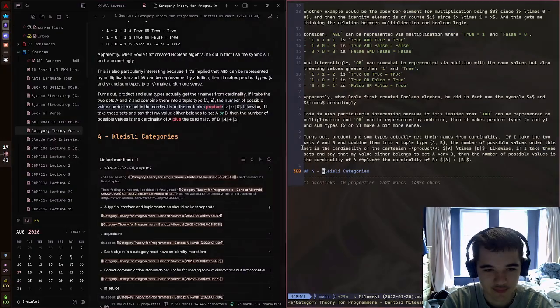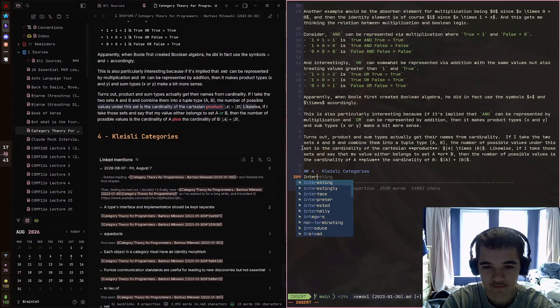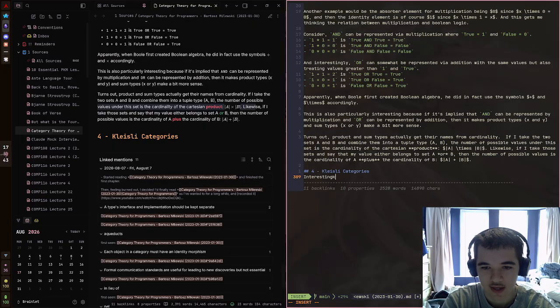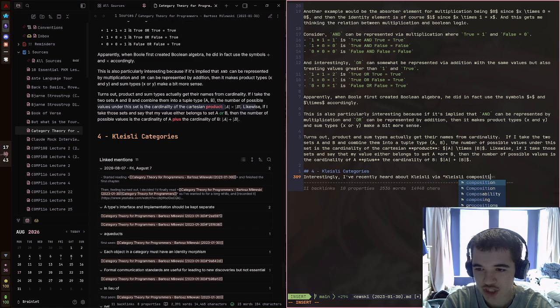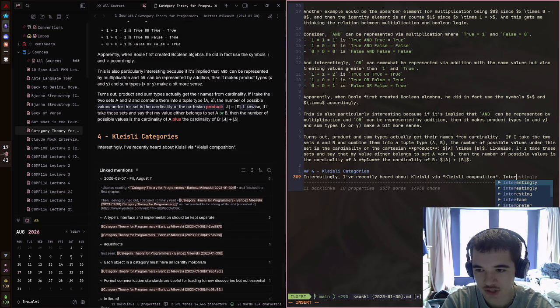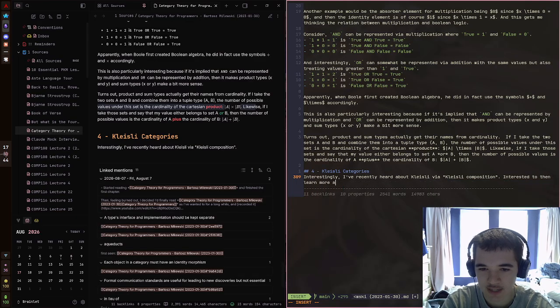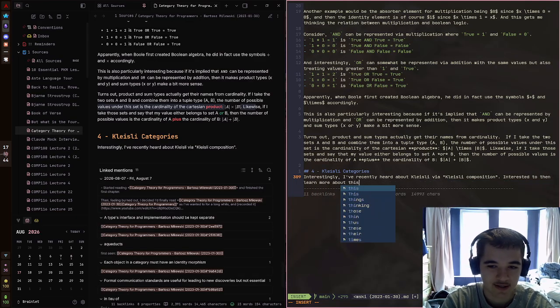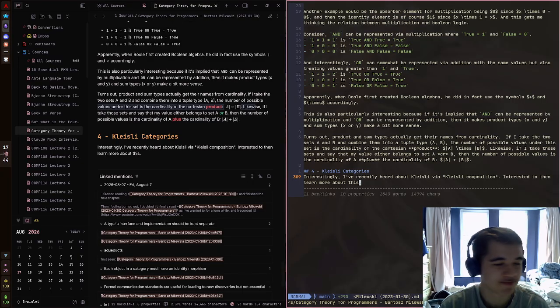So, interestingly, I've recently heard about Kleisli via Kleisli Composition. Interested to then learn more about this. Now, is this not useful? Maybe not, but it's just so that in the future when I come back to this, I can look at it and say, oh yeah, that was a thing.